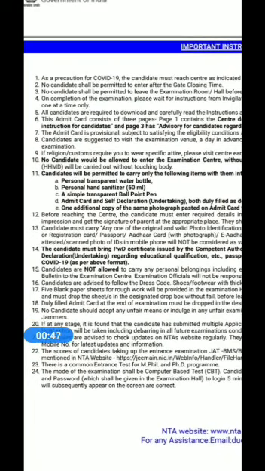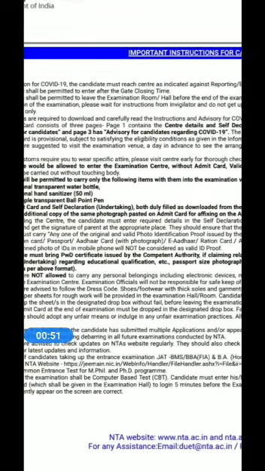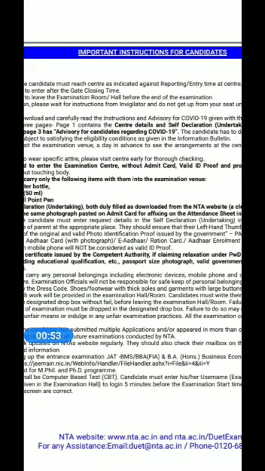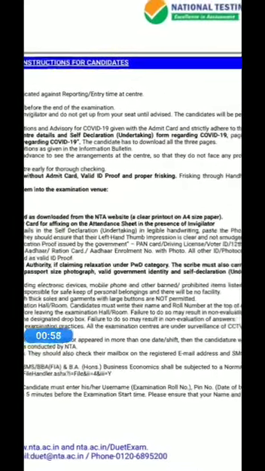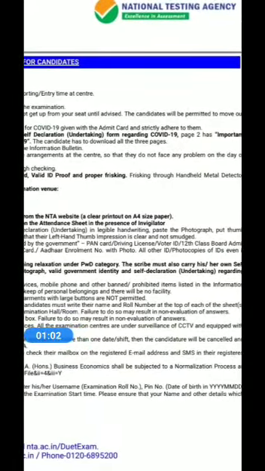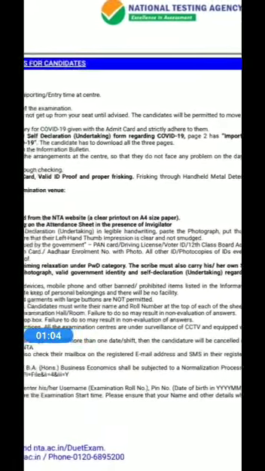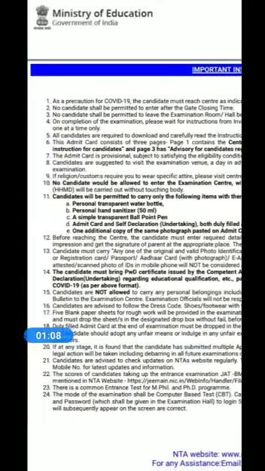Let's read this. No candidate would be allowed to enter the examination center without an admit card, valid ID proof, and proper frisking, or you can say in other words, checking. There will be a metal detector, so they'll check you without touching your body.